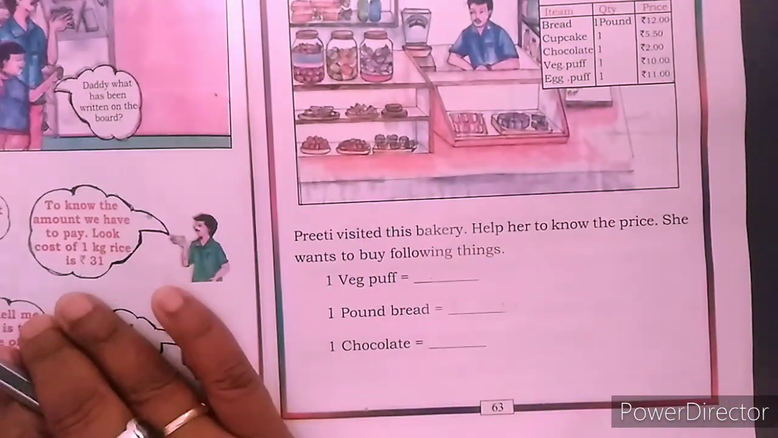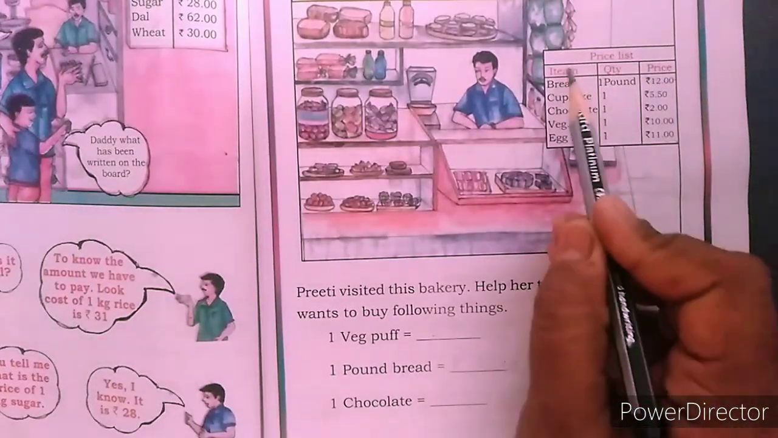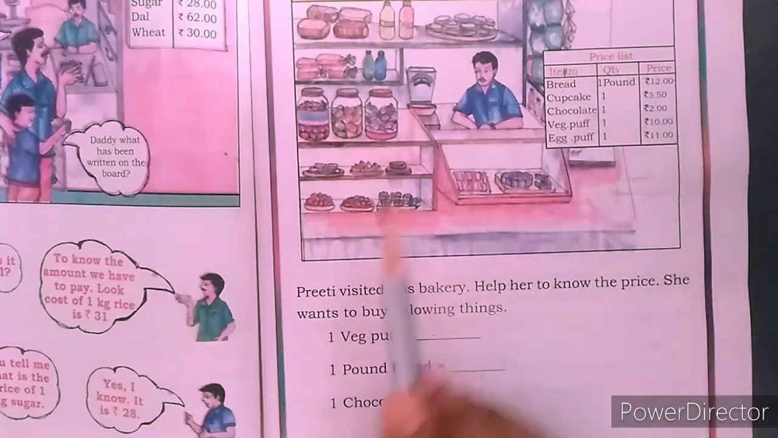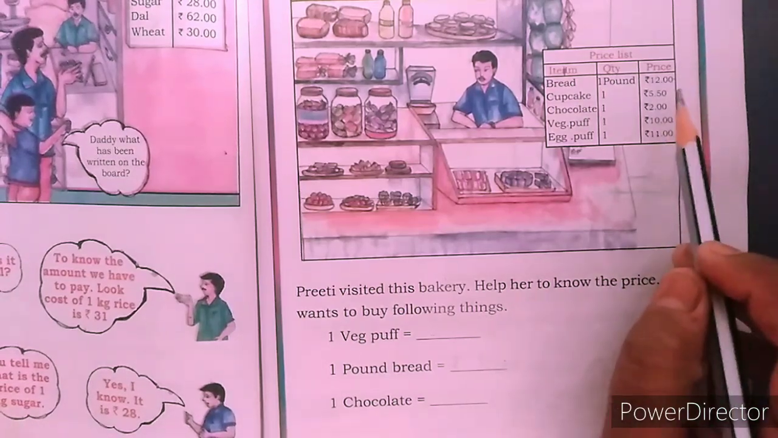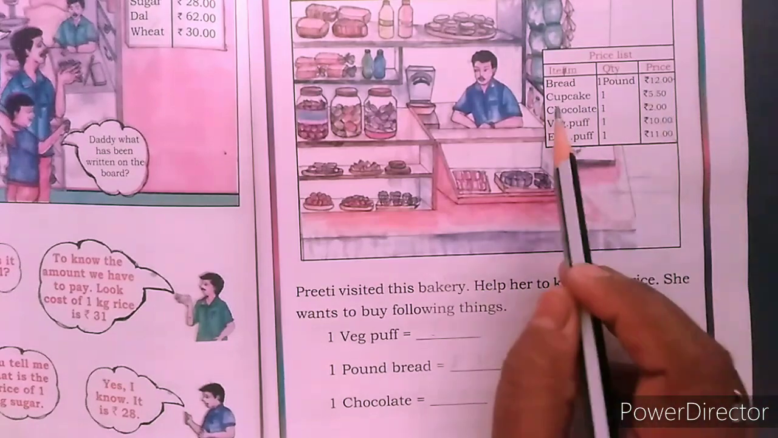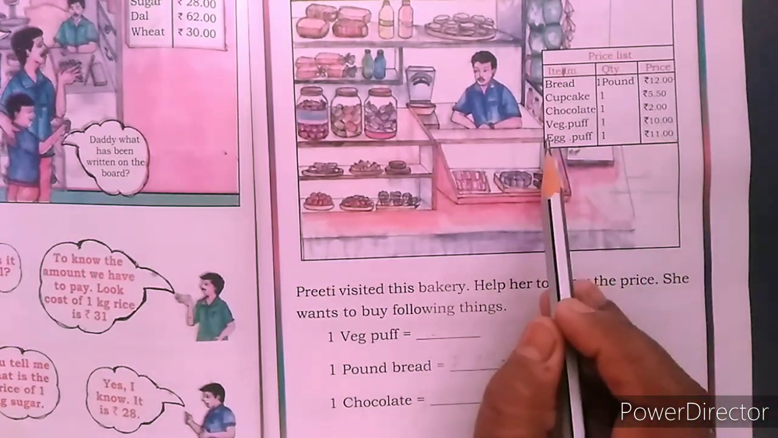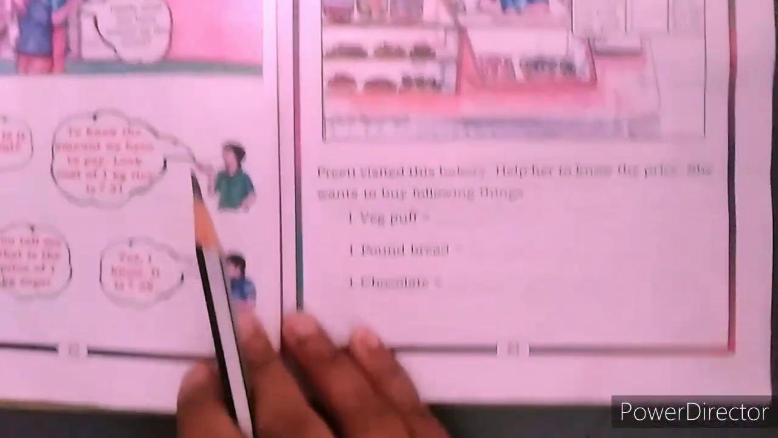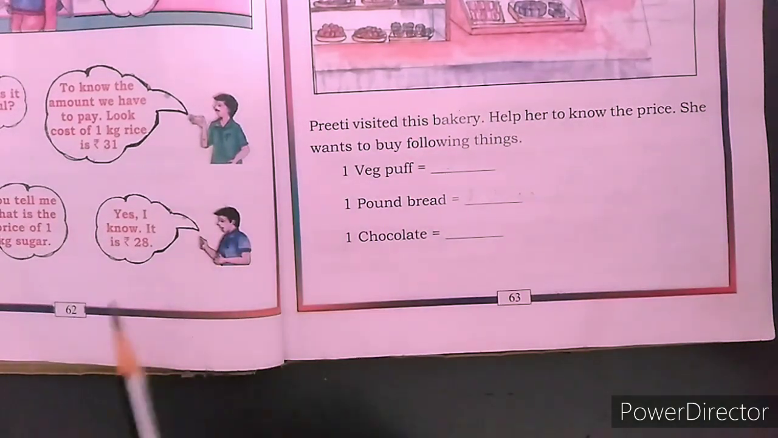Here is Iyengar's Bakery price list. Here the item spelling is wrong, children. Make it ITEM. Correct the spelling. Quantity means how much. Price means what is the cost of it. Bread 12 rupees. Cupcake 5 rupees 50 paise. Chocolate 2 rupees. Veg puff 10 rupees. Egg puff 11 rupees.